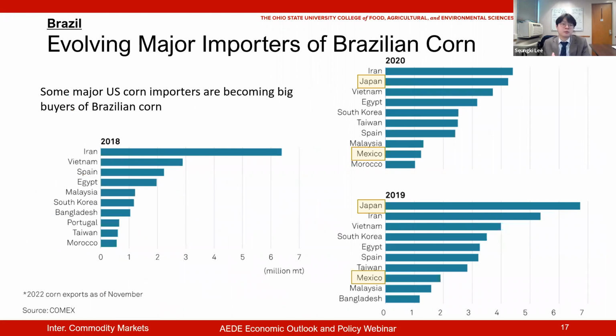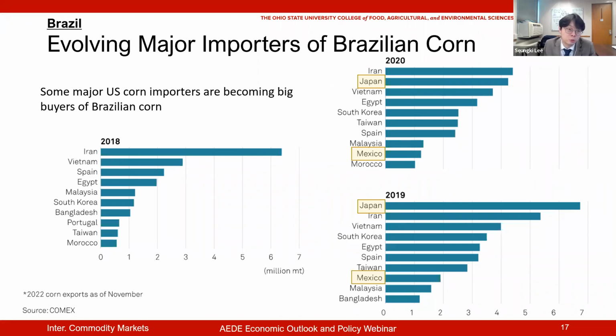And the other thing I want to emphasize here is why Brazil's growth is so important to us, because Brazil is really replacing a lot of US crops in many markets. That's why I am emphasizing Brazil's growth. Even though they are growing, if they are not really taking a portion of U.S.